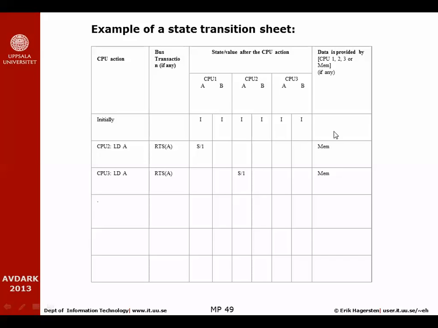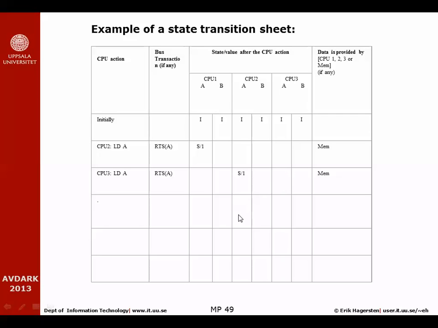Likewise, CPU3 takes the next transaction, and we have a similar error here to the one I had in the previous line. CPU3 performs load A, which also will generate a read-to-share request because it didn't have A in its cache initially, so it needs to send out the read-to-share request, which, not as it says here, doesn't change the state of CPU2, it changes the state of CPU3. So that should say S/1 here, and so on.